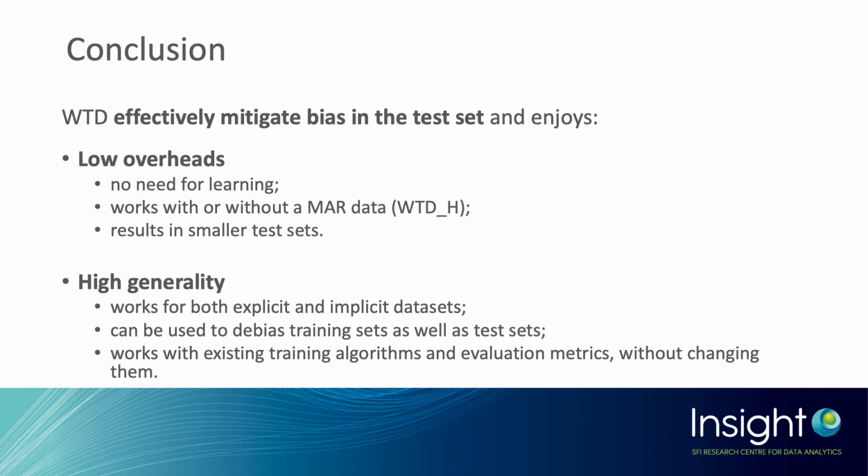WTD enjoys low overheads. Indeed, there is no need for learning, because weights are calculated at no cost. WTD works with MAR data, but WTDH works without MAR data. And finally, the intervention results in smaller test sets. WTD also has high generality because it works for both explicit and implicit datasets and can be used to debias training sets as well as test sets. Finally, it works with existing training algorithms and evaluation metrics without changing them.